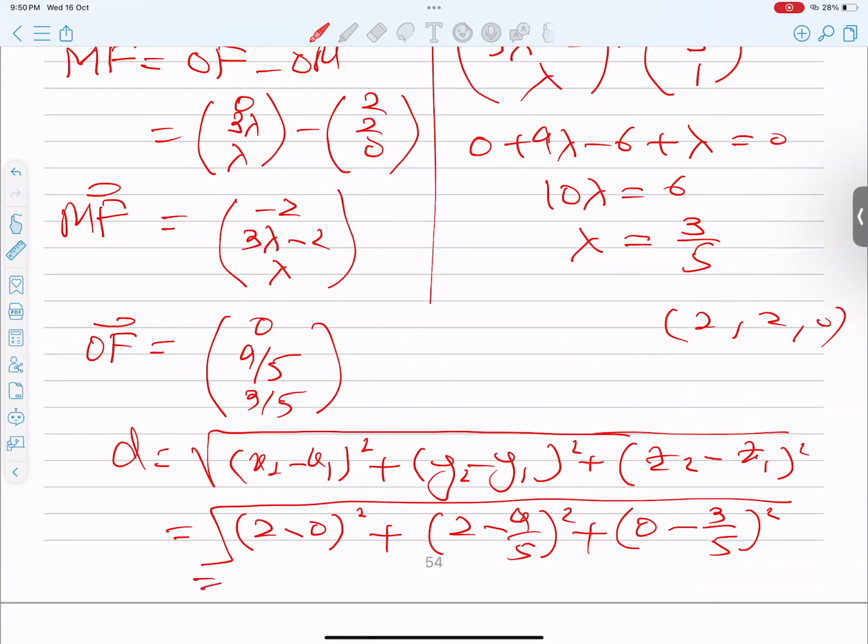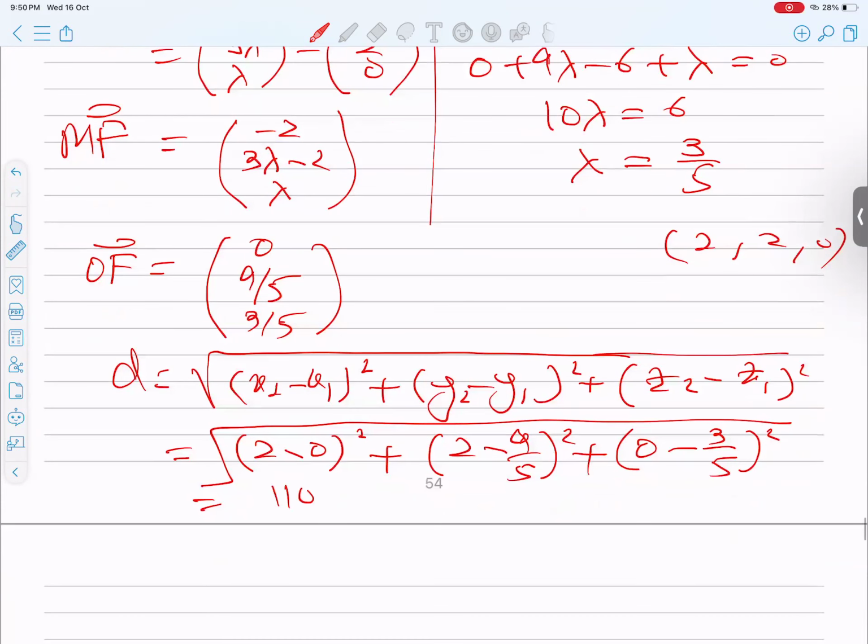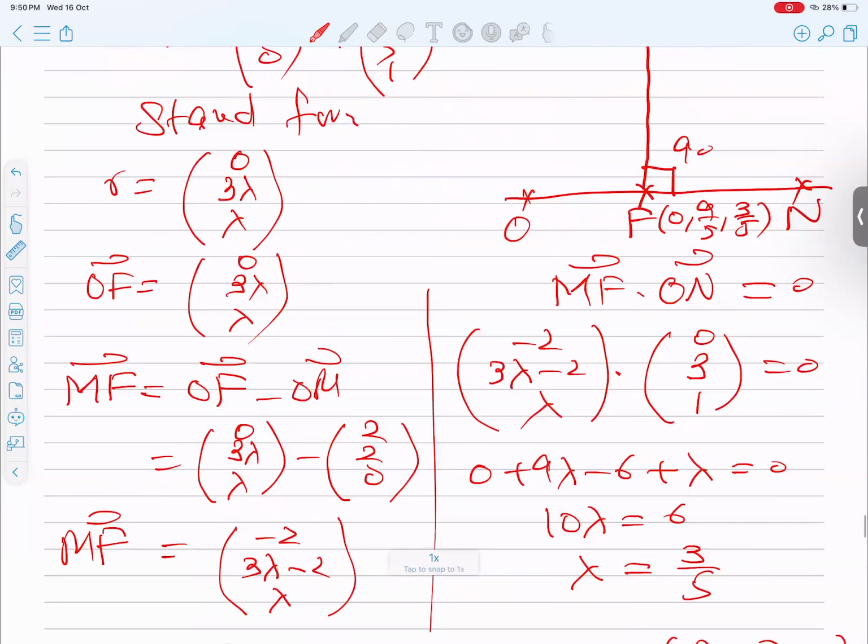And root, let me type it in the calculator directly. In root, I'm getting 4 plus (2 minus 9 over 5) squared plus 9 over 25. My answer is coming as root 110 over 5. And let's see, is it the same answer he's demanding from us.